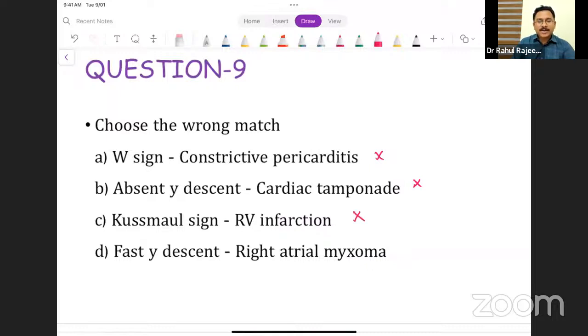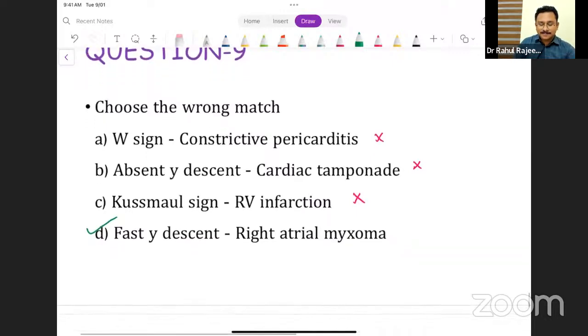But when you get a right atrial myxoma and there is obstruction of flow of blood from the right atrium to the right ventricle, that would actually cause a slow Y descent and not a fast Y descent. My answer is going to be option D. This also I want to know how many of you got this right. Choose the wrong match. It's not fast Y descent. It is actually slow Y descent that is seen in case of right atrial myxoma. Okay, right.